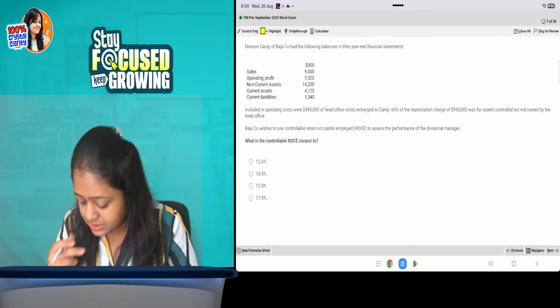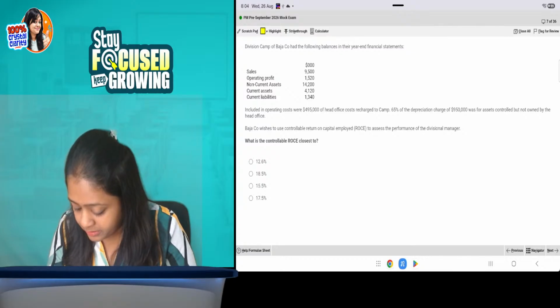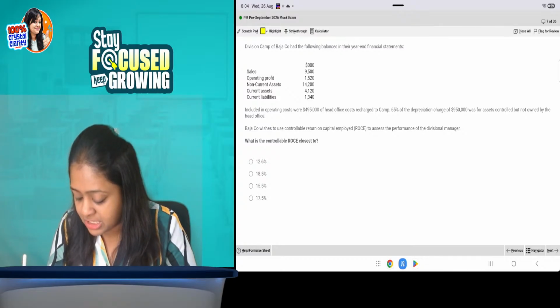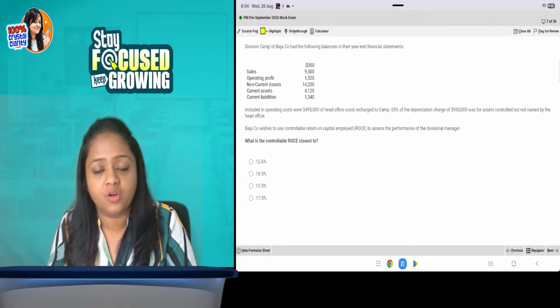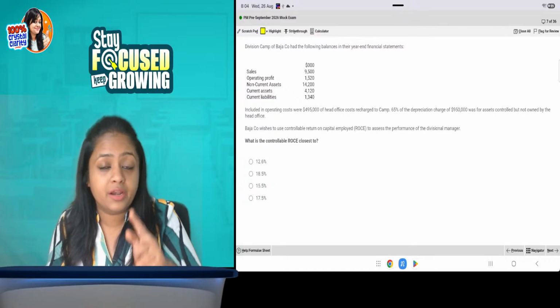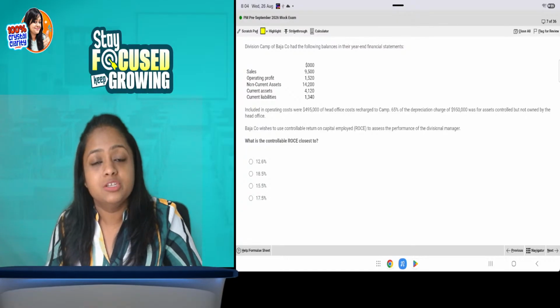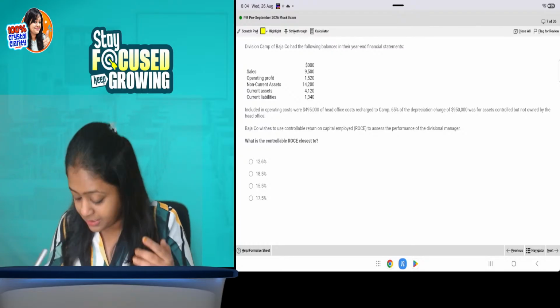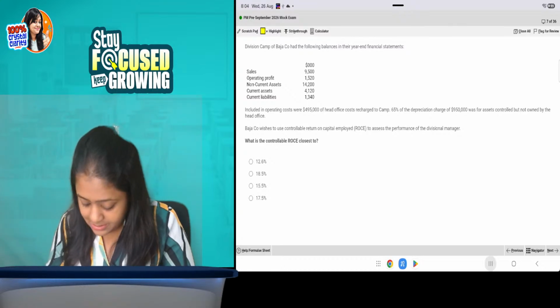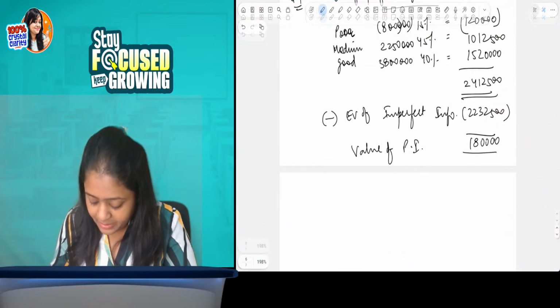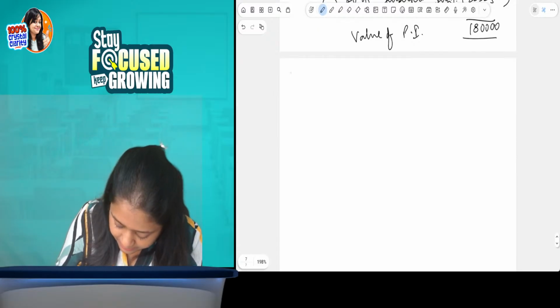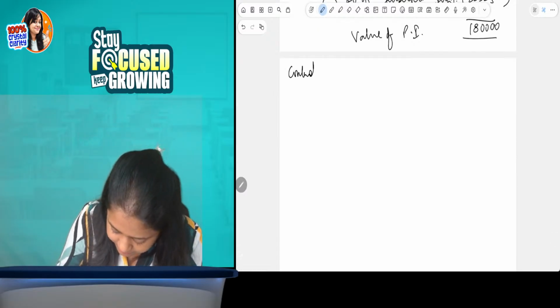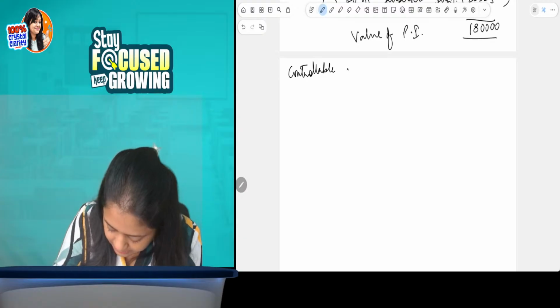65% of the depreciation charge of 950,000 was for assets which are controlled but not owned by the head office. Since they are controlled by head office, I will not take them as well. So 65% of 950 also we will add back. So let's do it here. How will you get the answer here? So here I will take controllable operating profit. This is question number 7.